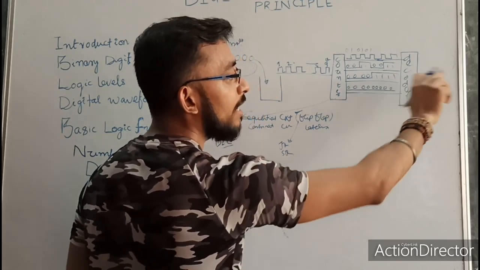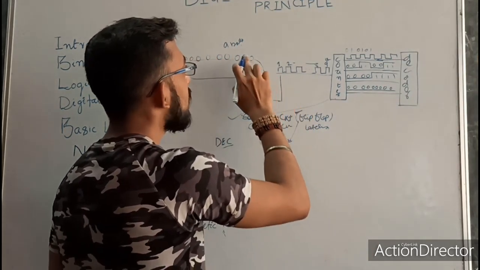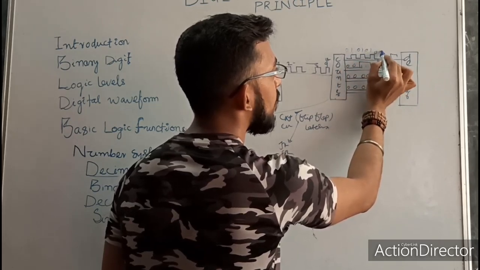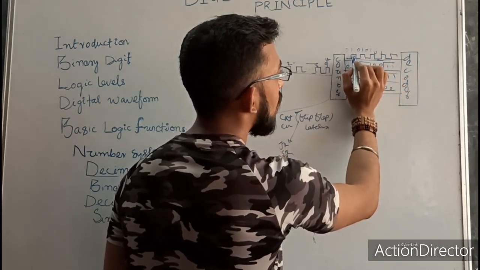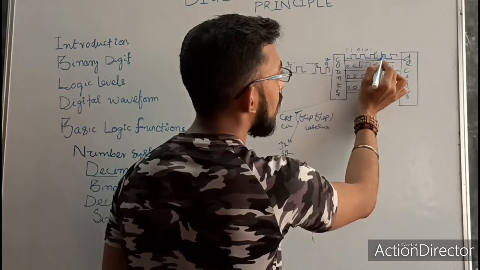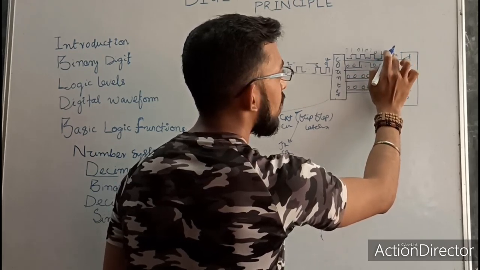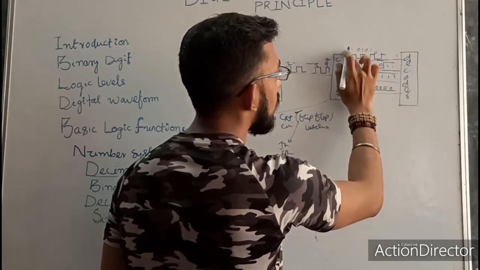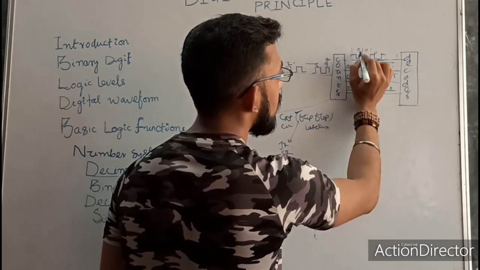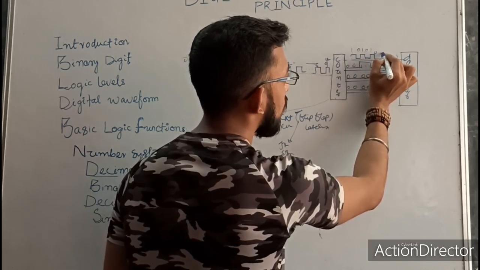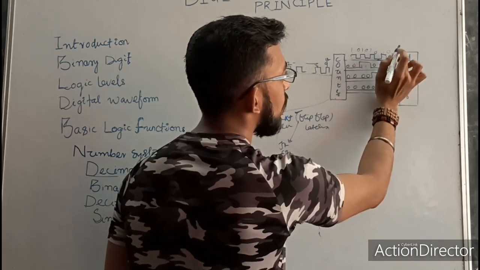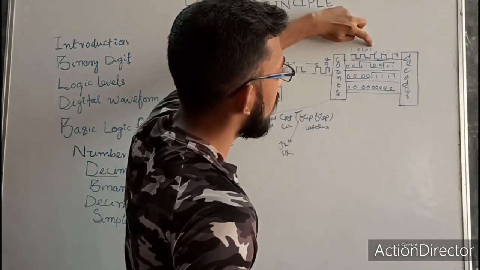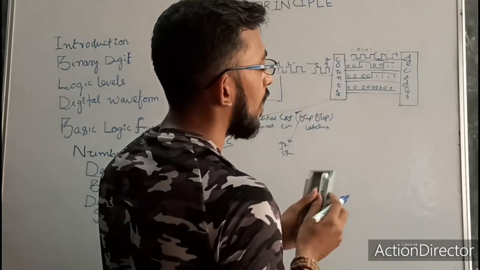Since here are nine balls, 1, 2, 3, 4, 5, 6, 7, 8, and 1, 2, 3, 4, 5, 6, 7, 8, 9, the ninth point is nothing but 1. Let's take the starting value as 1, then 1, 0, 1, 0, 1, 0, then again 1, 0, then the next value will be 1. You see, this is the first ball, second ball, third ball, fourth ball, 5, 6, 7, 8, 9. This is the ninth ball.